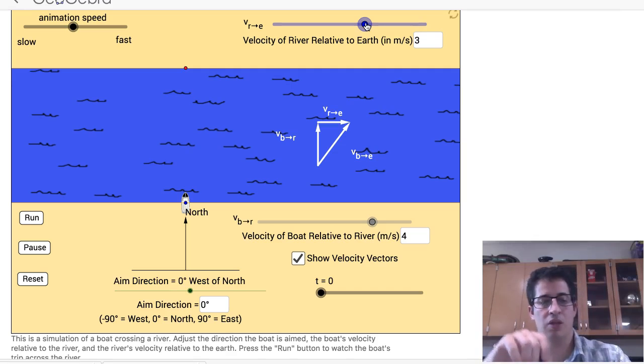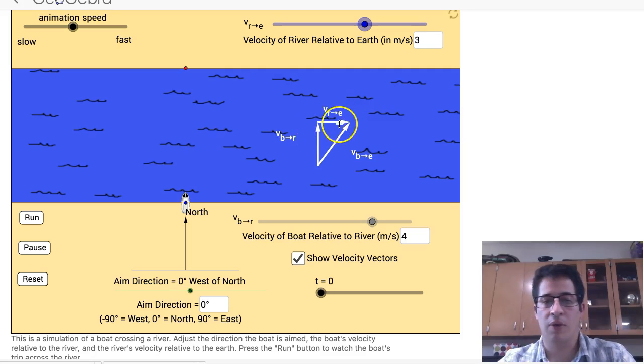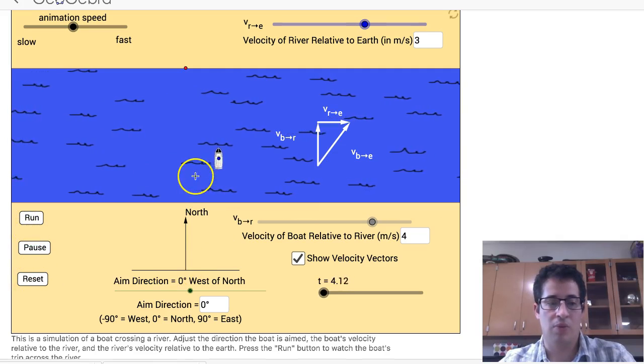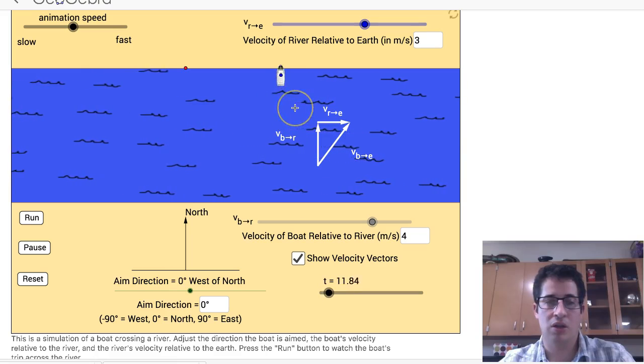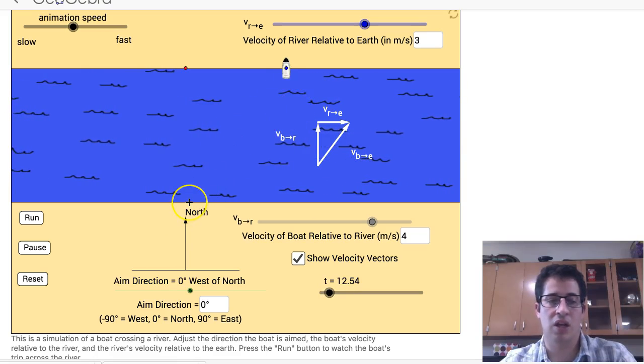What this means is we have here the velocity of the boat relative to the river going 4 meters per second. We have the velocity of the river relative to the Earth going this way at 3 meters per second. And so the velocity of the boat relative to someone standing on the shore is going to be 5 meters per second. Let's go ahead and run it and see. The boat is getting carried this way by the current. It's going the same, taking the same amount of time, but instead of ending up here, it ended up here. So it had a greater displacement, so it's going faster.